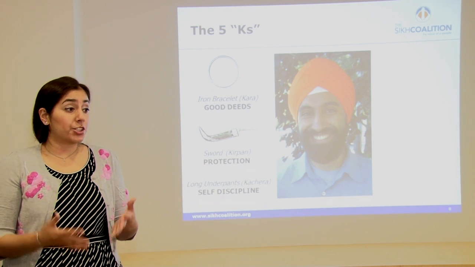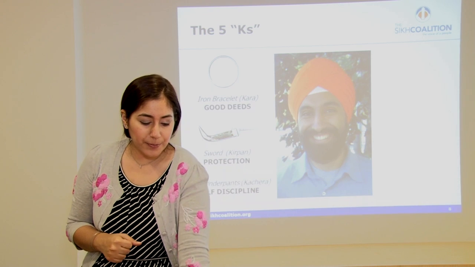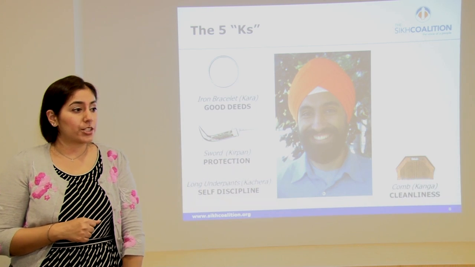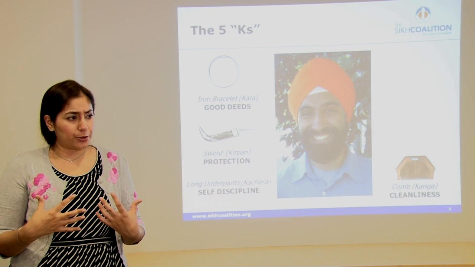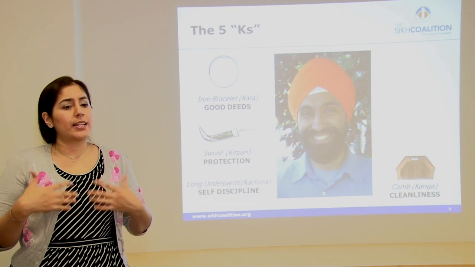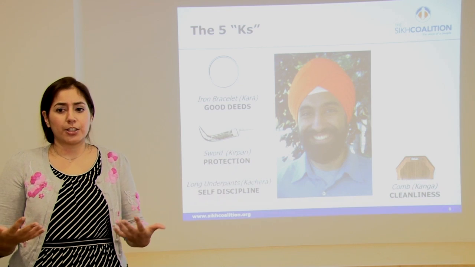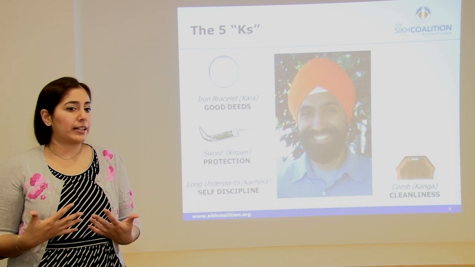There is also a kachera, which represents self-discipline, which are long underpants. The kanga, which is a wooden comb. It's supposed to remind you to always be well-groomed. There's a very big concept in Sikhism of always maintaining a professional appearance, always presenting yourself to the outside world in a very dignified way and keeping clean.